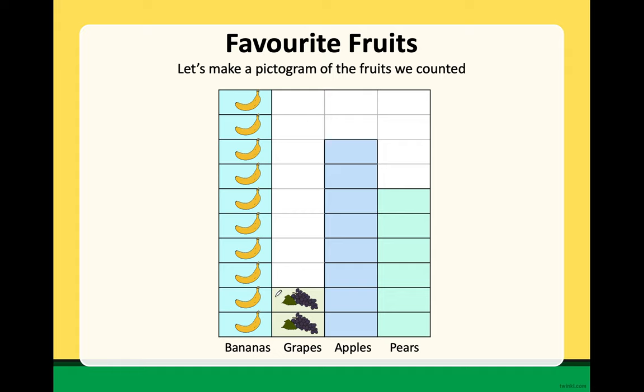How many people liked apples? Can you remember? If not, go back to your numbers. Okay, 8 people liked apples. And how many people like pears? We said that 6 people like pears. So now that we've drawn our pictograph, we can now use this information and make a block graph.